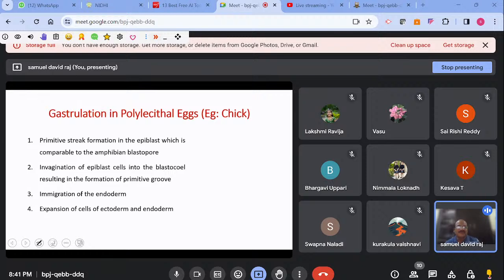I'm just going to summarize this. In gastrulation, it leads to the formation of ultimately ectoderm, mesoderm, and endoderm. And these are again distinguished.